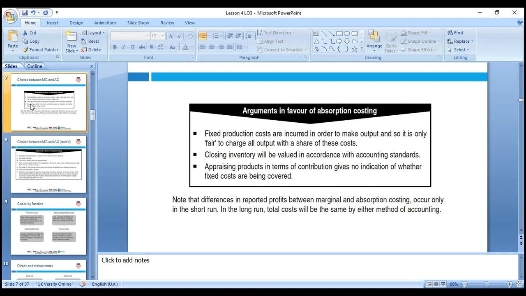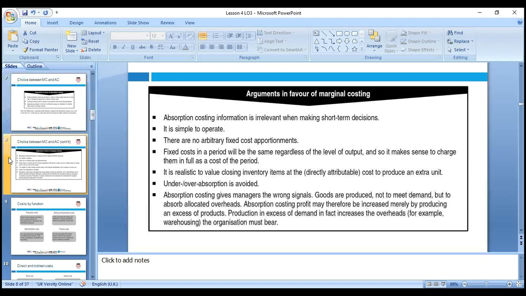The argument for absorption costing: fixed costs are incurred in order to make the output, so it is only fair to charge the full output with a share of these costs. Closing inventory will be valued in accordance with the accounting standard. Appraising a product in terms of contribution gives no indication whether the fixed costs are being covered or not. So does anybody have any question up to now?